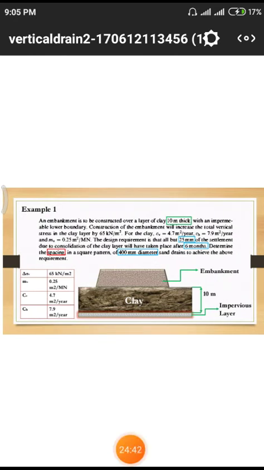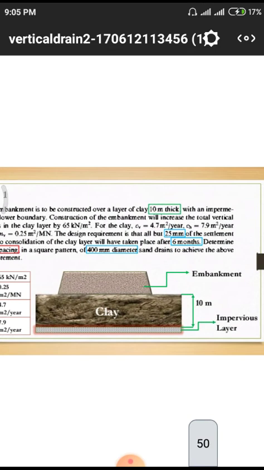This is the example they were taking at the start of the presentation. We are discussing different things, and among them they explain one example with a mathematical approach. This is the mathematical approach for calculating the number of drains required for a particular soil strata. And he has given data regarding the properties of the soil. We have to observe those.